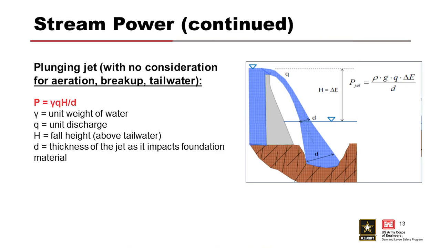The second equation is for a plunging jet. Remember before I was talking about that figure being for a plunging jet. This figure shows water flowing over a dam, but it could be water flowing over a drop-off in a spillway or any of those applications that we talked about before. Anywhere we have water falling into a downstream area, you would have a plunging jet. This one is a function of the unit weight of water, the unit discharge, the fall height, the waterfall height, and then the thickness of the jet as it reaches the surface.